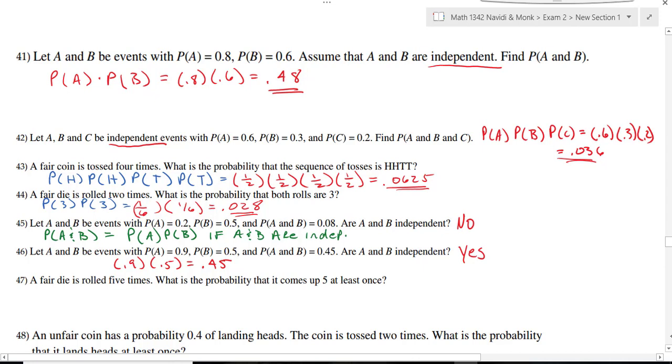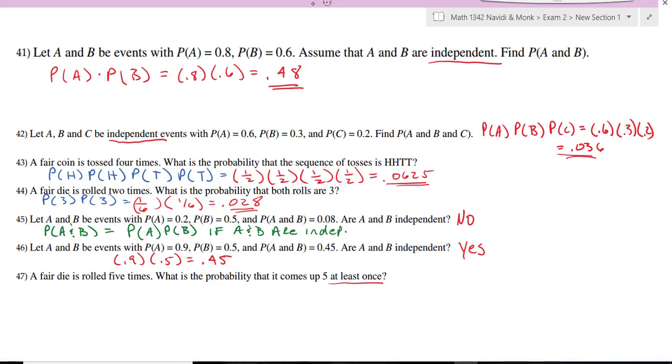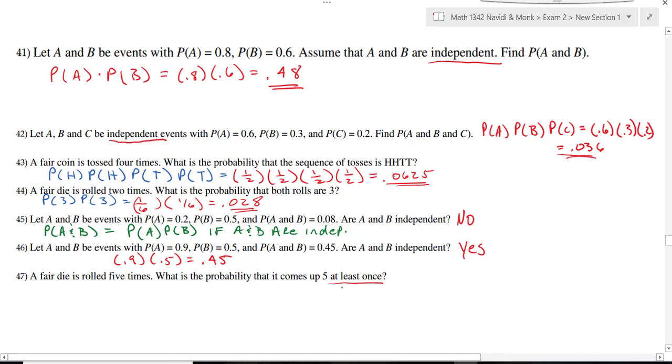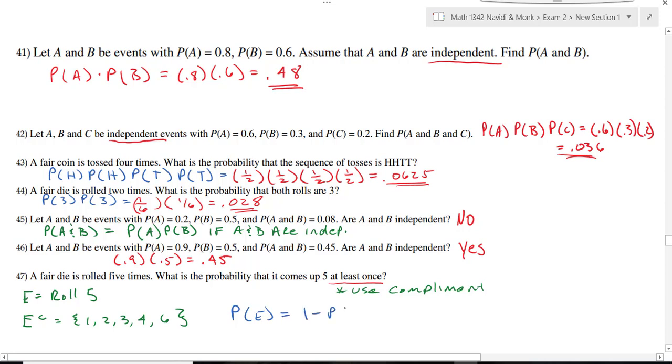What is the probability that it comes up 5 at least once? What did I tell you to use when you see the phrase at least once? Use the complement. This right here means use the complement. So our event in words is that it comes up 5. What is the complement of the event? I can roll any number that I want but a 5. The probability of our event will be equal to 1 minus the probability of the complement of the event.